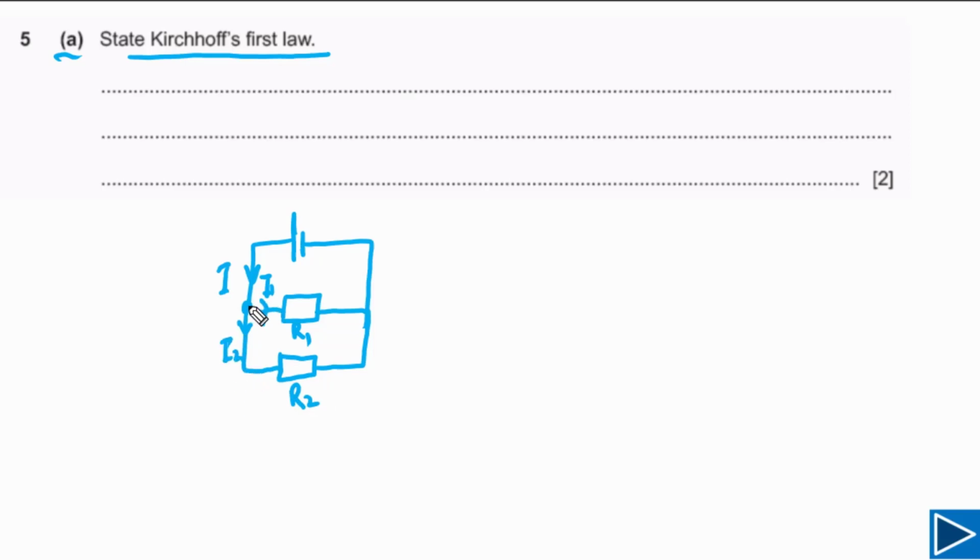Now Kirchhoff's first law simply tells us that the current entering this junction has to be equal to the current leaving. So simply we can say I entering has to be equal to I leaving. In this case, I entering is equal to I, and I leaving is equal to I1 and I2, meaning I1 plus I2.